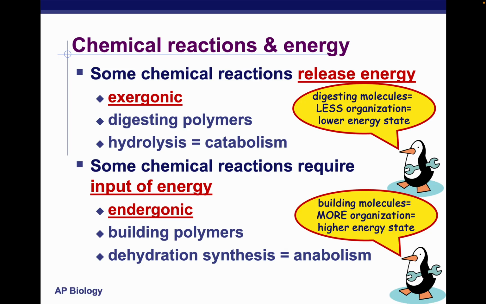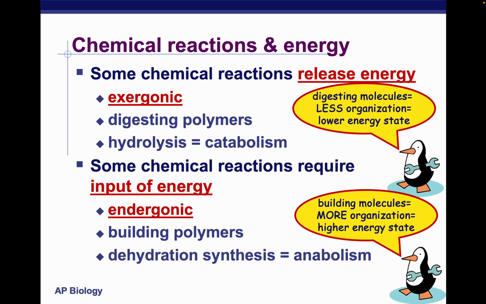So now we're going to be classifying chemical reactions. Some chemical reactions will release energy, and some will require an input. Reactions that release energy are known as exergonic, and they basically digest polymers, and mainly they're going to be hydrolysis reactions, where you're breaking down a polymer, or catabolic reactions. This is mainly because digesting molecules equals less organization, which means you're at a lower energy state, so you're going to release energy.